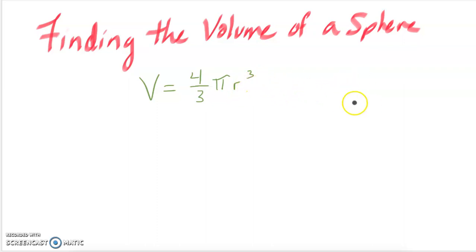Now just keep in mind, r cubed is the same thing as r times r times r. It does not mean r times 3. All right, so let's go. The formula looks a little silly because it's got a fraction in there, but that shouldn't be a problem for us. All right, let's go through.